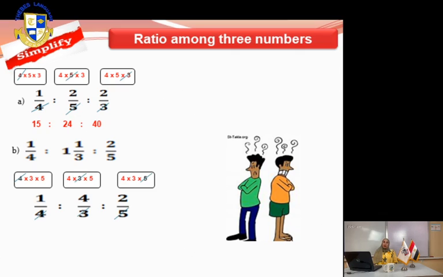Now start to multiply. First fraction will be 3 by 5 by 1, 15. Second fraction 4 by 5 by 4, it will be 80. Third fraction will be 4 by 3 by 2, 24. So our ratio will be 15 to 80 to 24, and this ratio is in its simplest form.